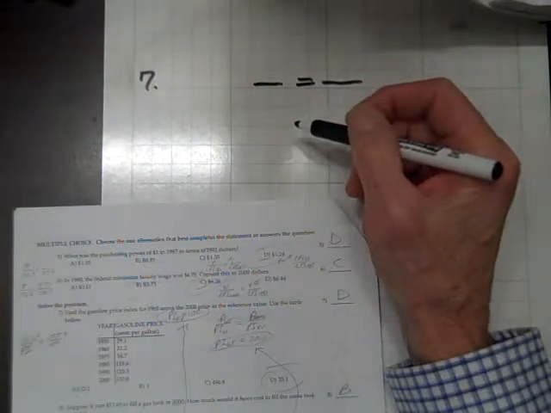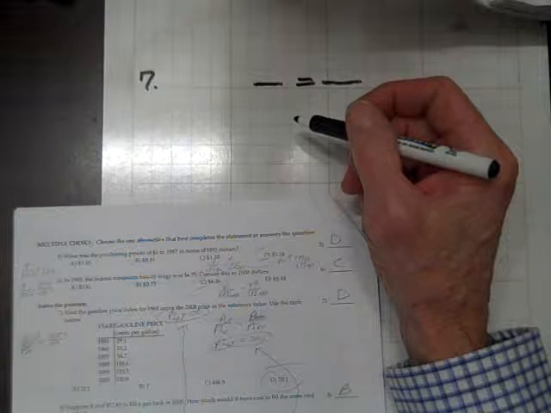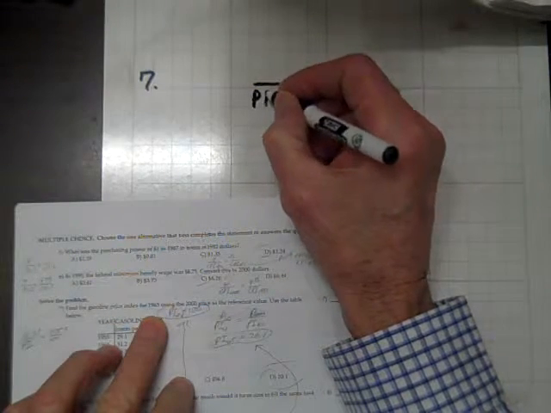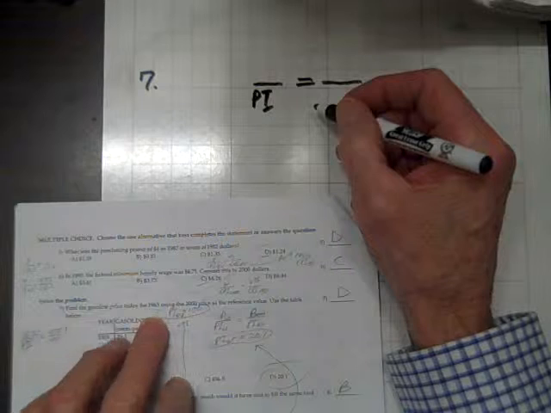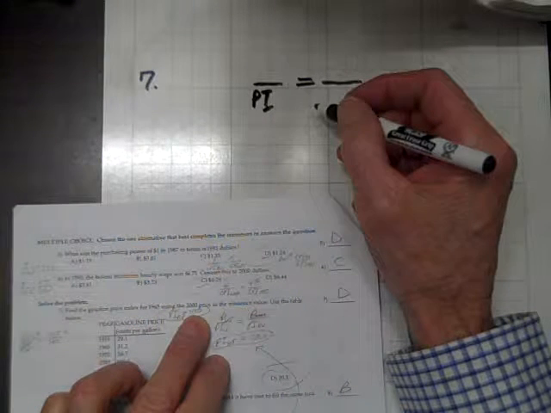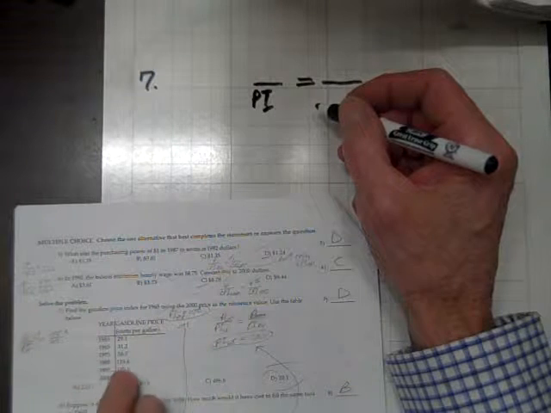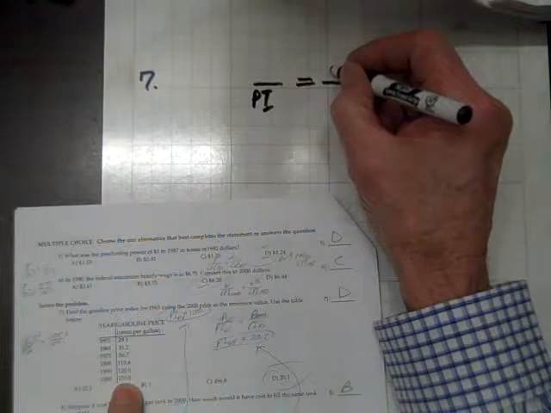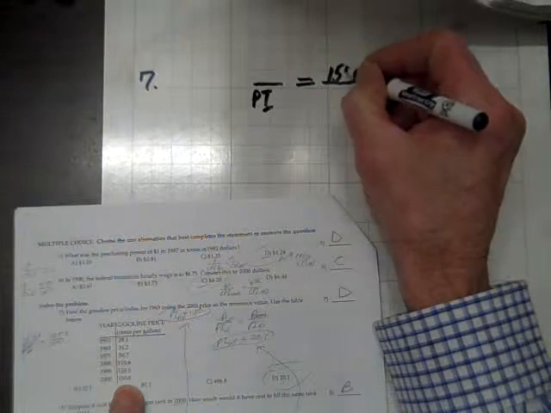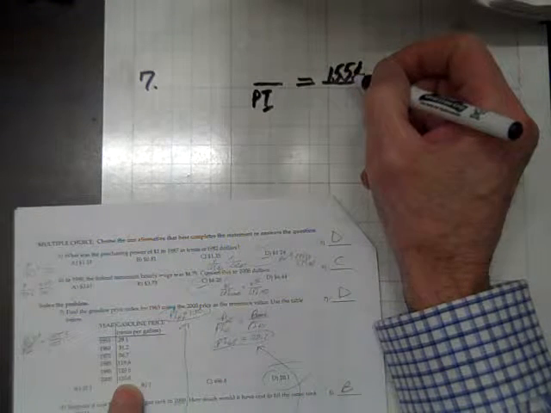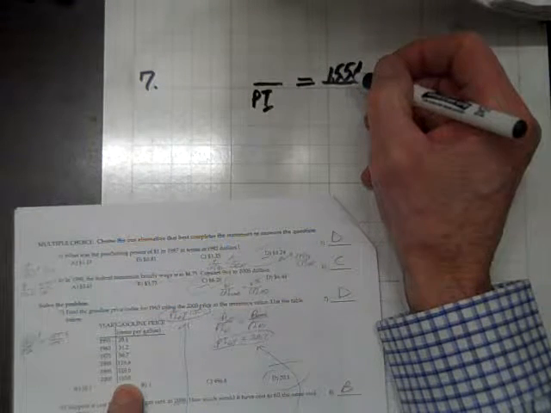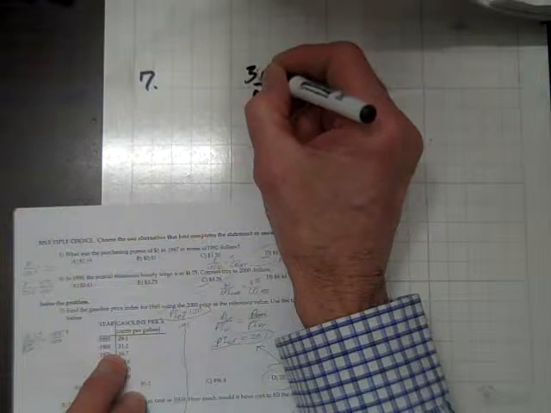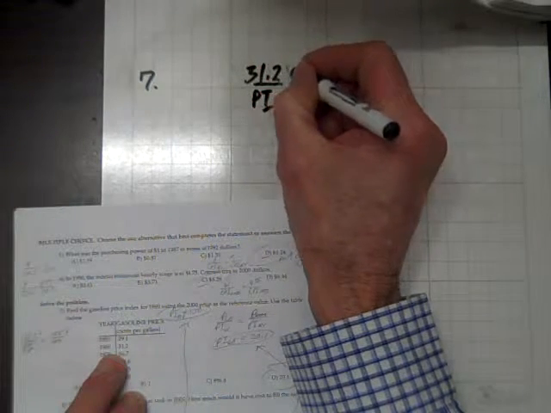Find the gasoline price index for 1965, using the 2000 price as a reference value. And in the table, the 2000 price is 155 cents. And the 1965 price for a gallon of gasoline is 31.2 cents.